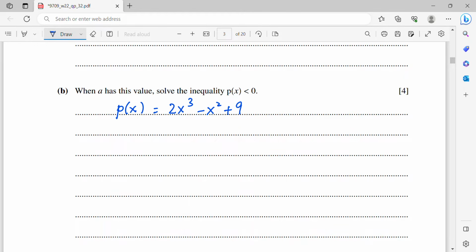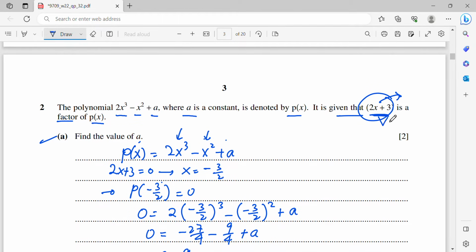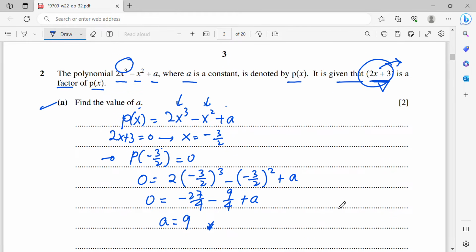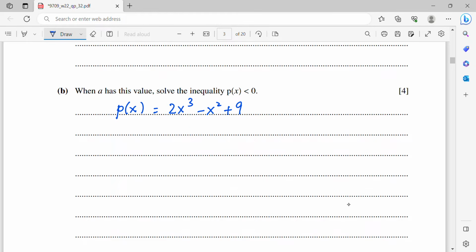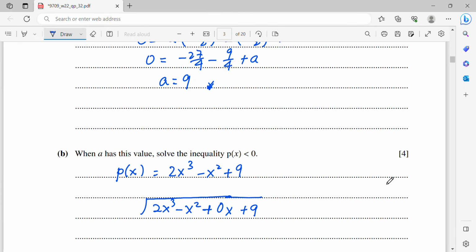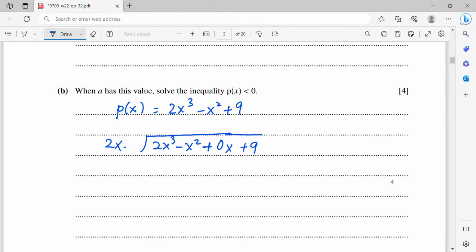Okay, since we know that 2x plus 3 is a linear factor, and now your p(x) is a cubic equation, which means we need to solve for the other two factors by using polynomial division. Okay, so I will carry out the polynomial division first. So 2x cubed minus x squared plus 9. Okay, now for the polynomial division, after the x squared is supposed to be x, so I will write 0x. I will add on this term, then followed by the constant, and divide by 2x plus 3, because 2x plus 3 is one of the factors.